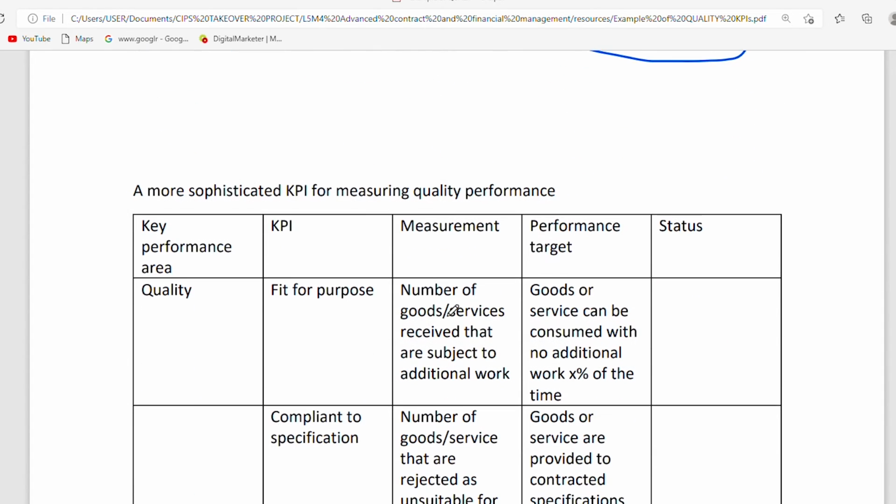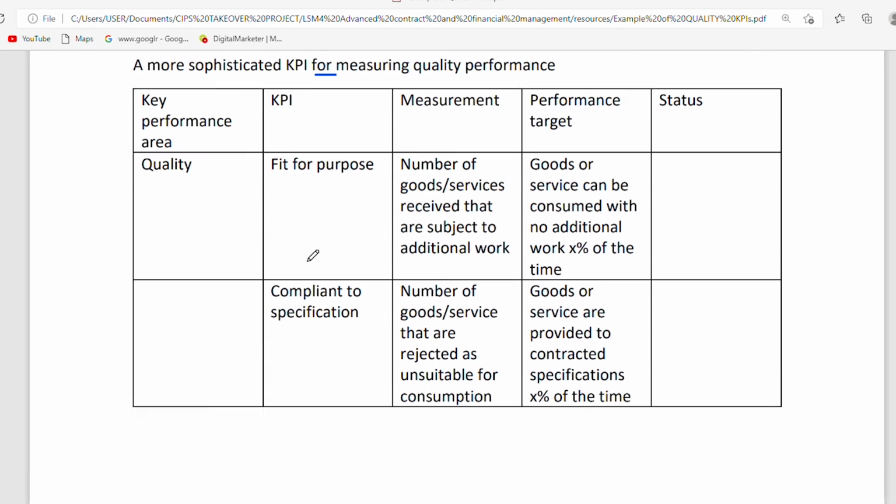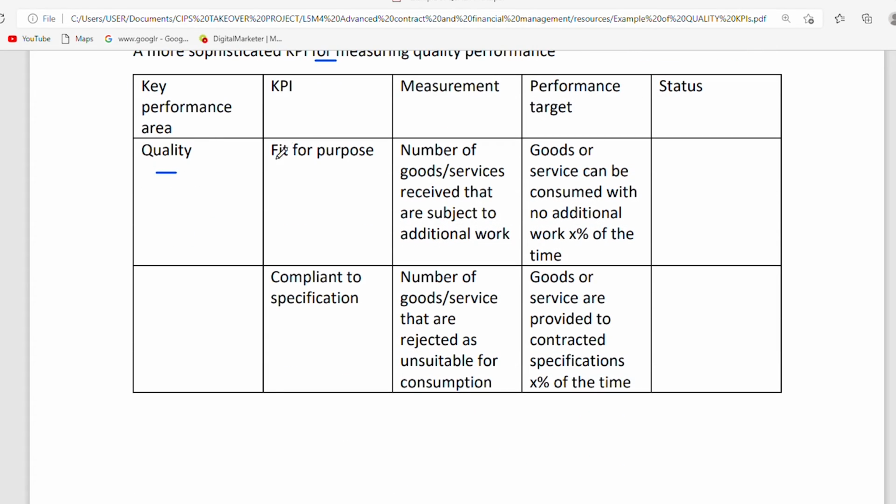Now, in a more sophisticated KPI, of course, you're still measuring quality. So in this case, what are we looking at? Number one, the KPI, is it fit for purpose, and is it compliant to specification? So you see, this is what you're actually more likely to use. So what are we measuring? Goods, number of goods or services received that are subject to additional work.